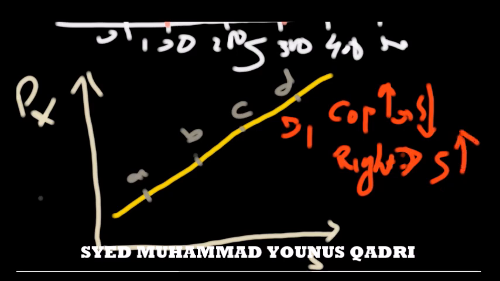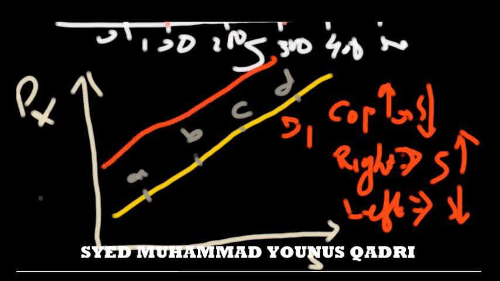Left shifting, always remember, both in demand and supply, shows decreasing. So when the cost of production increases, supply will decrease, so the curve will move towards the left. This is the movement due to the increase in the cost of production.